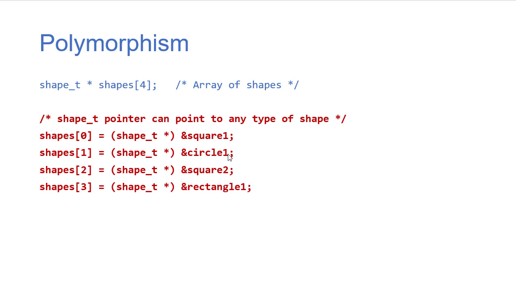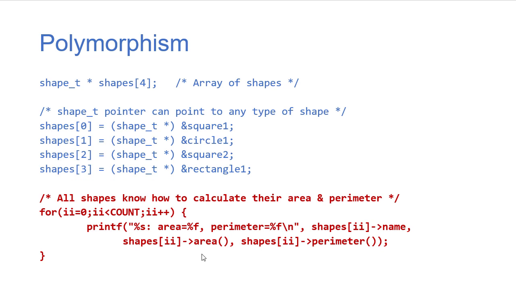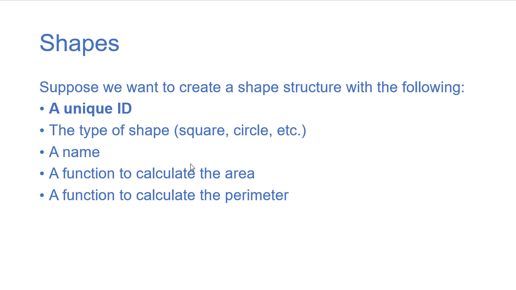Now, the way we calculate the area and perimeter of each of these shapes depends on the type. So the way we calculate the area of a square is different from the way we calculate the area of a circle. The way we calculate the perimeter of a circle is different than the way we calculate the perimeter of a rectangle. However, if we have polymorphic references, even though shapes[i] is a shape reference, we can still calculate the area and the perimeter for the appropriate type of shape because the array is not pointing to a generic shape, it's pointing to a specific kind of shape, and each shape will know what type of shape it is. So we're going to create a shape structure.